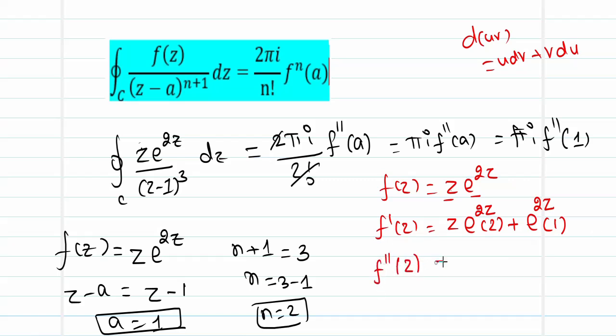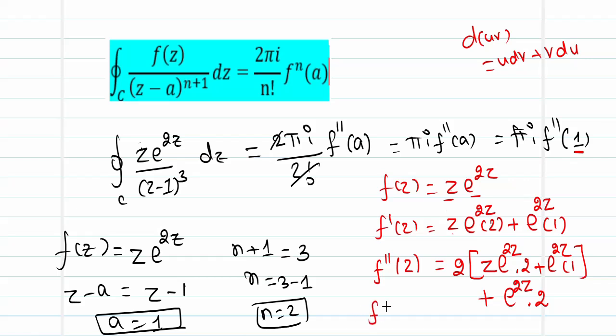f double dash of z is going to be equal to 2, which is a constant. Keep your z as such. e power 2z on differentiation is e power 2z into 2. And keeping e power 2z as such, z on differentiation is going to be equal to 1. Now outside there is going to be e power 2z, which on differentiation gives you e power 2z into 2. Now this is my second derivative. I want the value of the second derivative at the point 1. So what will be f double dash of 1? Wherever I have z, replace your z with 1.